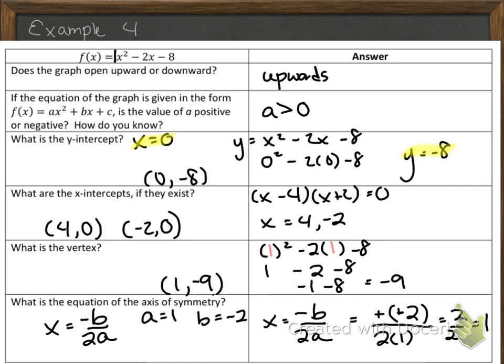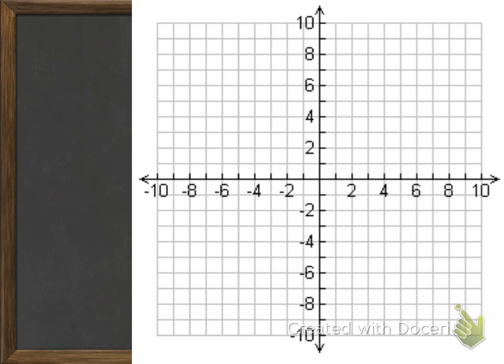Okay, so I'm going to take the fact that this graph is opening upwards. I'm going to take the fact that the y-intercept is (0, -8). My x-intercepts are here. My vertex is here. My line of symmetry is x equals 1. I'm going to take all this information and put it on my graph. So let's begin. So my y-intercept is (0, -8).